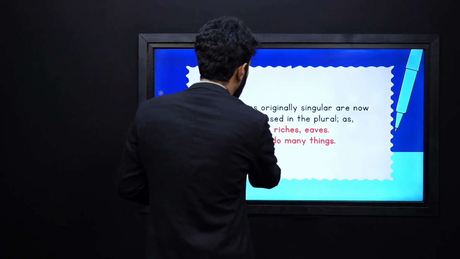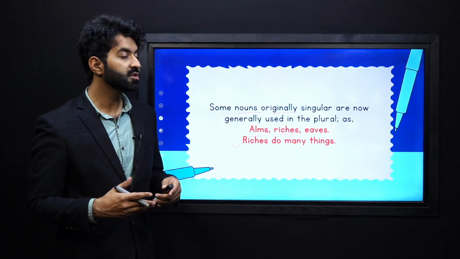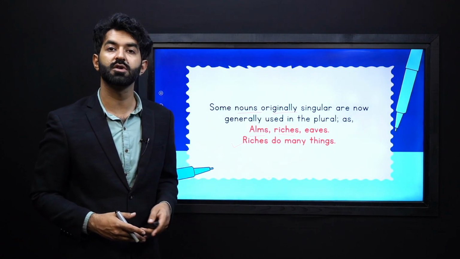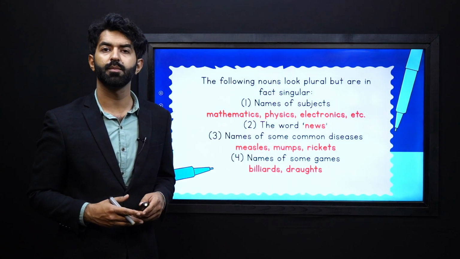Some nouns originally singular are now generally used in the plural sense, in the plural form. Alms, riches, or this example, riches do many things. So they are originally singular, but are now generally used in the plural sense. Here we have some other exceptions.